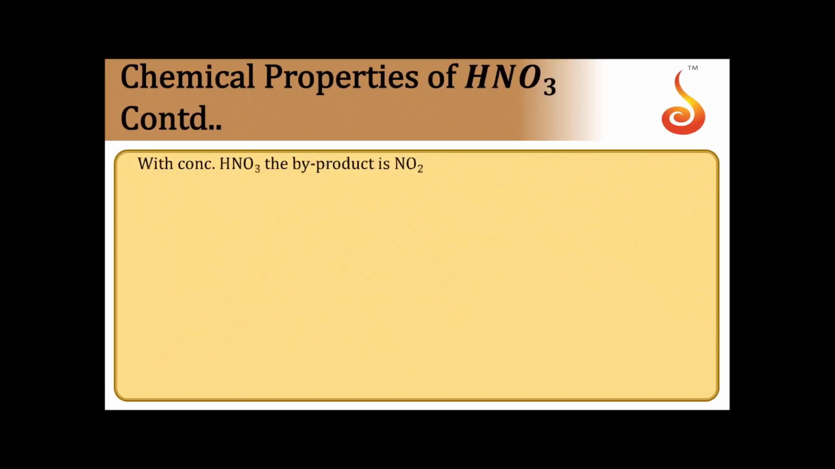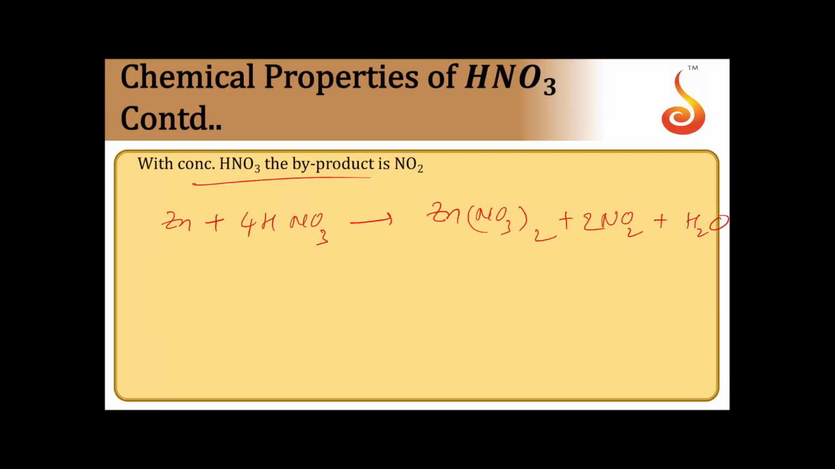Similarly, you can take zinc also. If you take zinc, it is the same reaction if it is concentrated. So zinc plus HNO3, I'm writing the reaction directly here. It forms zinc nitrate plus NO2 plus H2O. We balance this, and we get 4 HNO3 here, and this will be 2, this will also be 2. So it forms NO2 and zinc nitrate.